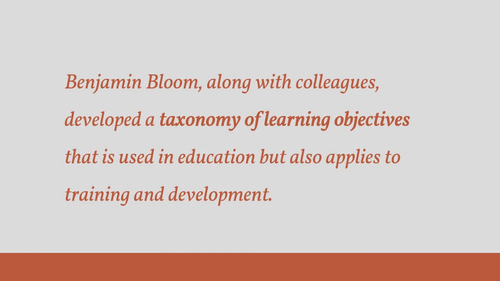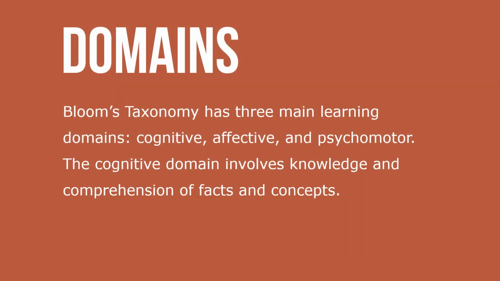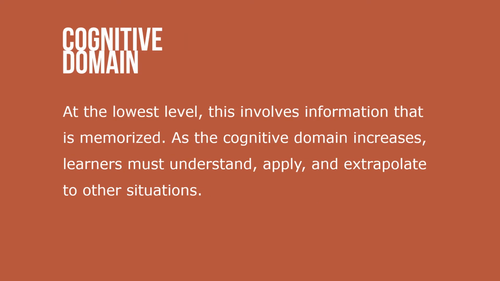Benjamin Bloom, along with colleagues, developed a taxonomy of learning objectives that is used in education but also applies in training and development. Bloom's taxonomy has three main learning domains: cognitive, affective, and psychomotor. The cognitive domain involves knowledge and comprehension of facts and concepts. At the lowest level, this involves information that is memorized. As the cognitive domain increases, learners must understand, apply, and extrapolate to other situations.